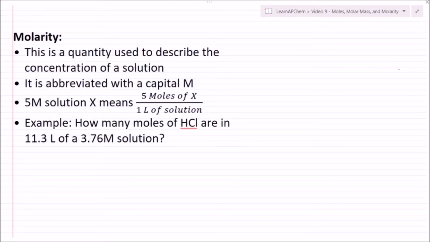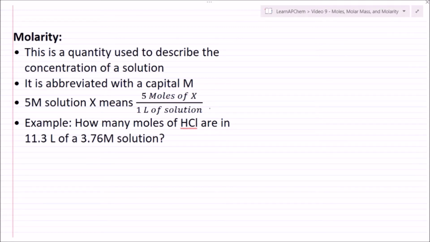Alright, finally, let's talk about molarity. Molarity is a quantity used to describe the concentration of a solution. It's abbreviated with a capital M. So if I have a 5 capital M solution of X, this means that I have 5 moles of X per 1 liter of solution. That's all molarity is. It's describing concentration. If I have a higher molarity, that means I have more moles per liter of solution, therefore higher concentration.